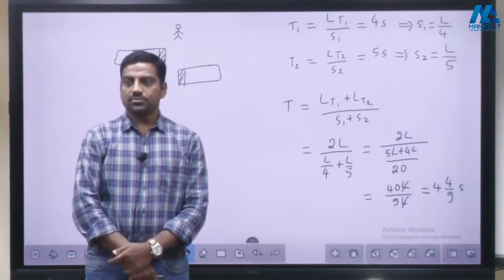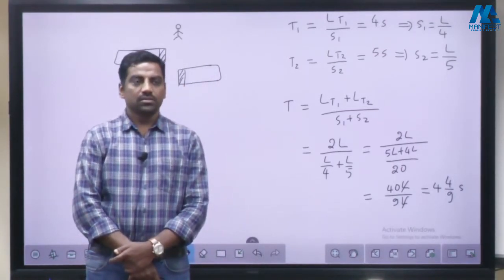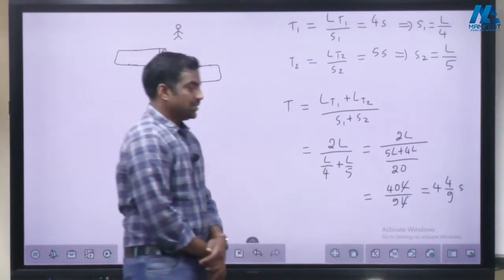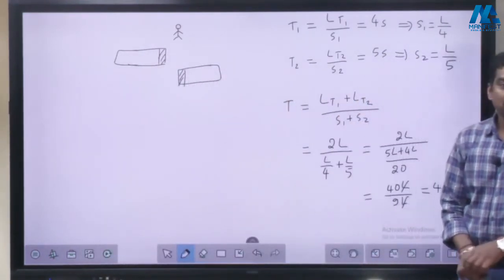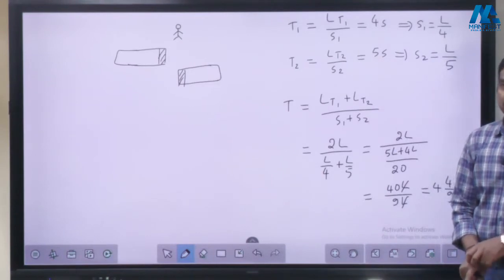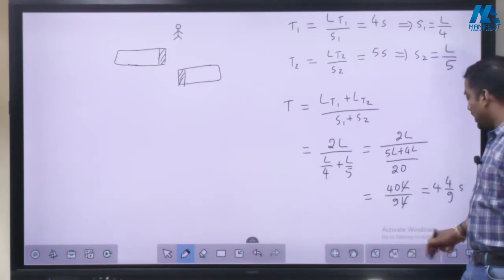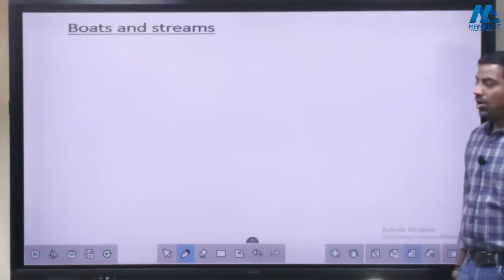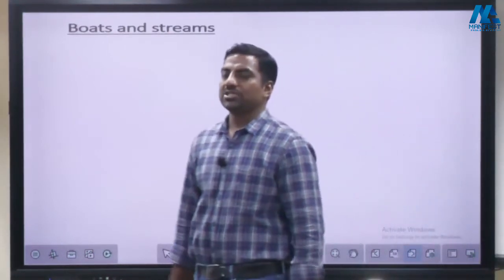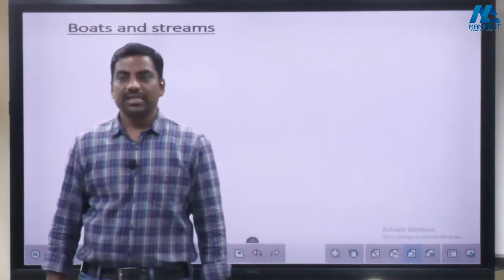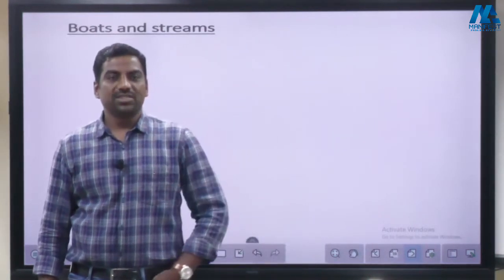Okay. So these are the possibilities of the problems that we get. All problems are done. So now we'll go to the other chapter of this time, speed and distance, or the application of time, speed and distance, that is boats and streams.